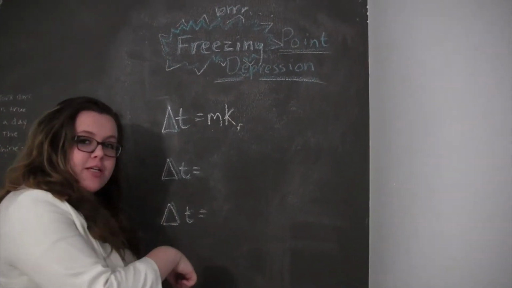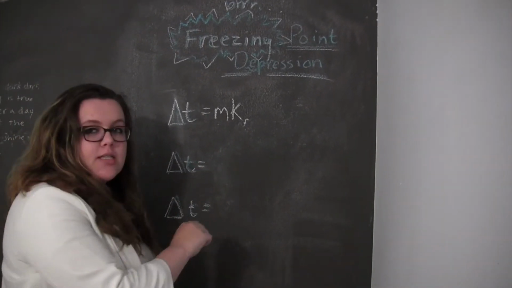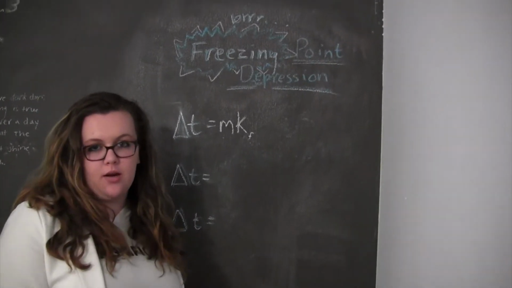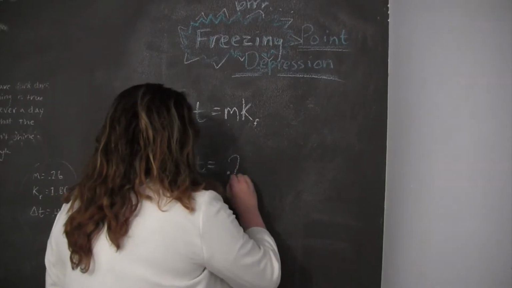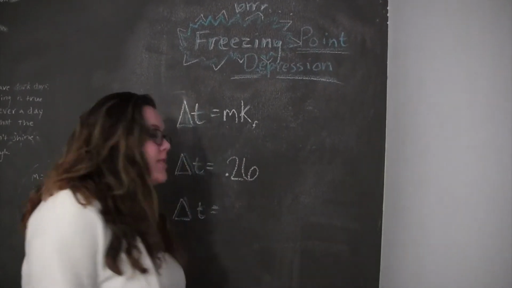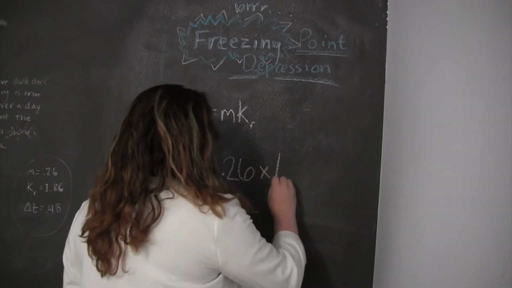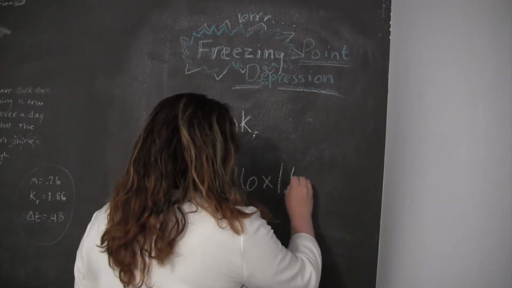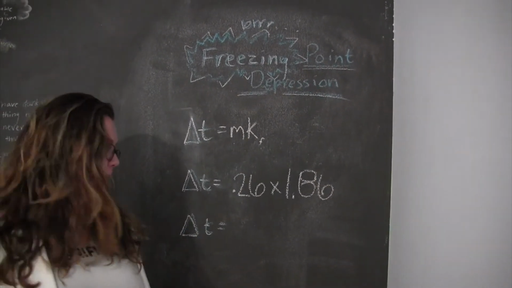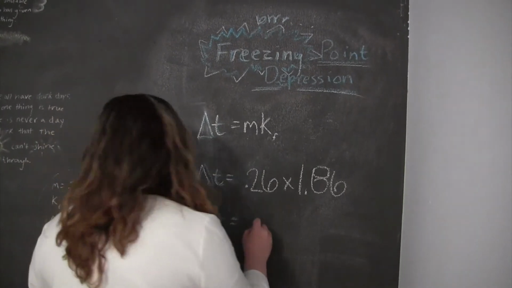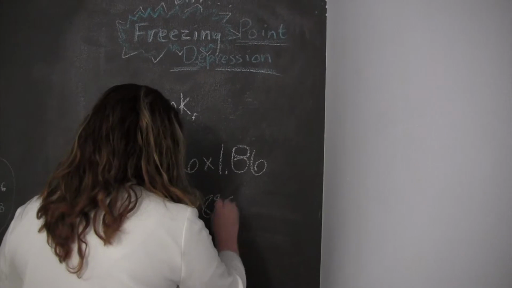So from our previous equation that Allison did, we found that the molality is equal to 0.13, but since it's an ionic compound and it breaks into 2, you have to multiply that by 2. So that would be 0.26. And since K base F is a constant, we know that it's equal to 1.86. So, after multiplying these two together, you find that the change in temperature is equal to 0.48 degrees Celsius.